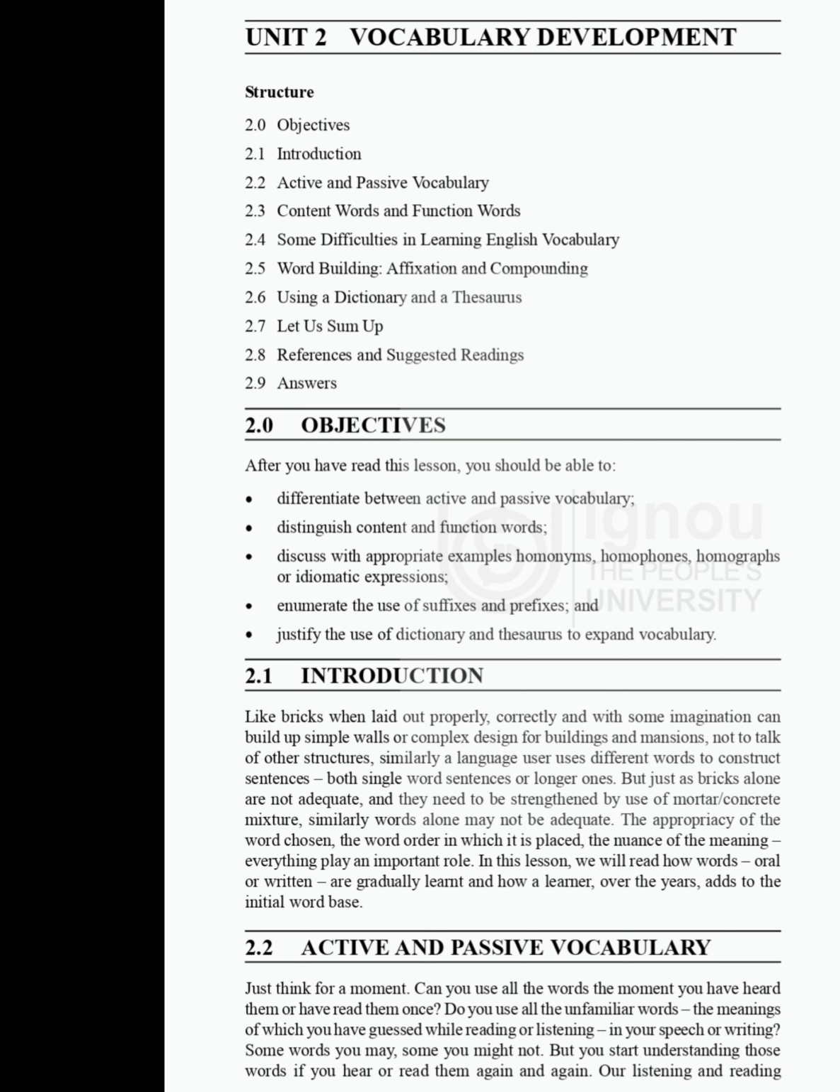References and suggested readings. After you have read this lesson, you should be able to differentiate between active and passive vocabulary. Distinguish content and function words. Discuss with appropriate examples homonyms, homophones, homographs and idiomatic expressions. Enumerate the use of suffixes and prefixes. And justify the use of dictionary and thesaurus to expand vocabulary.